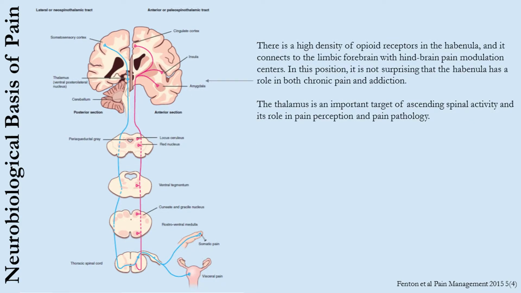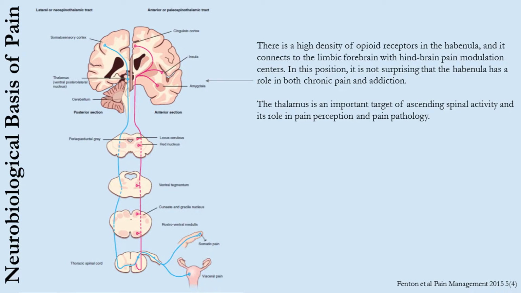From there, we find a high density of opioid receptors in the habenula, and it connects to the limbic forebrain with both hindbrain pain modulation centers as well. In this position, it's not surprising, therefore, that the habenula has a role in both chronic pain and in the process of addiction.